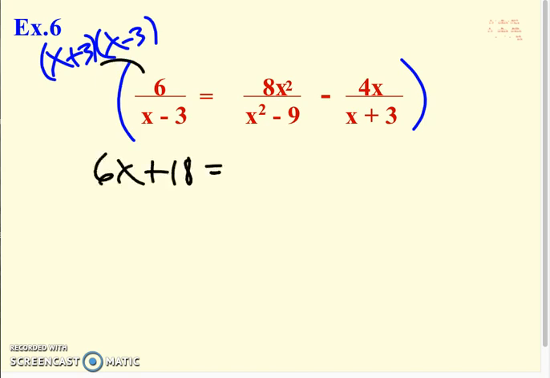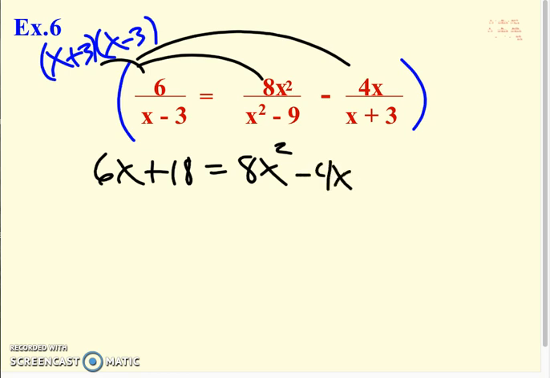In the second round, the entire denominator would cancel because x squared minus 9 is x plus 3 times x minus 3. In the third round of multiplying, the x plus 3's would cancel, and you'd have negative 4x times x minus 3. So that'd be negative 4x squared plus 12x.